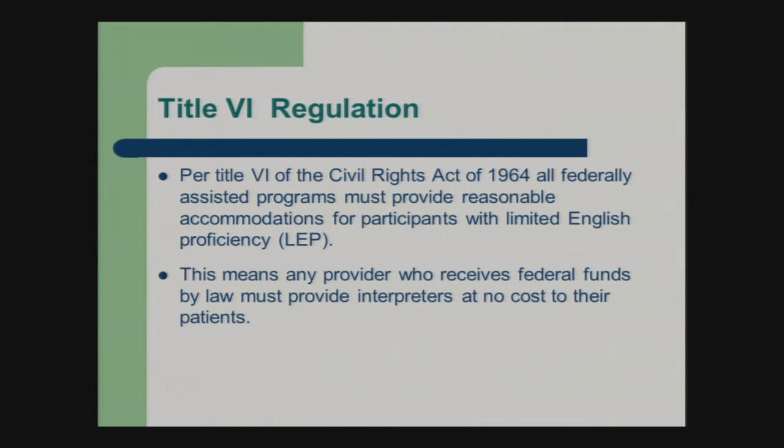So this is why we do what we do. Title VI regulation. Per Title VI of the Civil Rights Act of 1964, all federally assisted programs, and that is us, must provide reasonable accommodations for participants with limited English proficiency. This means any provider who receives federal funds by law must provide interpreters at no cost to their patients.